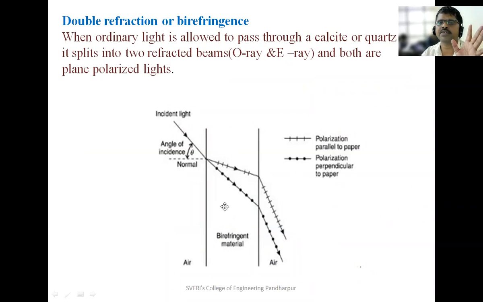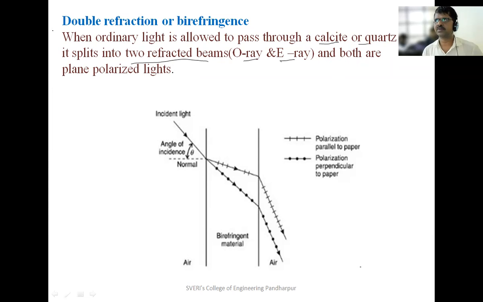In double refraction, when ordinary light is allowed to pass through a calcite crystal or quartz crystal, which are examples of double refraction, it splits into two refracted beams, ordinary and extraordinary. Both are plane polarized light. The velocity of the ordinary ray is the same in all directions, and the velocity of the extraordinary ray is different in different directions.